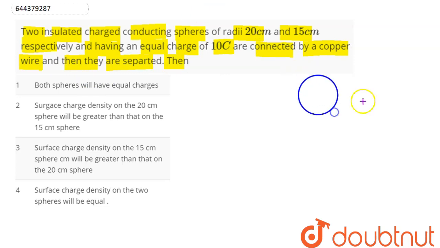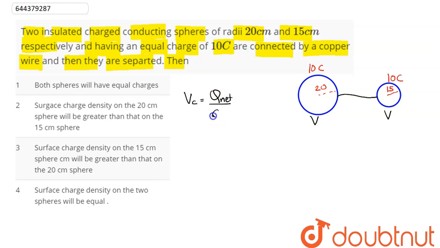Here we have two spheres, one of radius 20 centimeter and another of radius 15 centimeter. Both have an equal charge of 10 coulomb each. Now when they are connected by a copper wire and then separated, they will have a common potential Vc equal to Q net divided by C net.